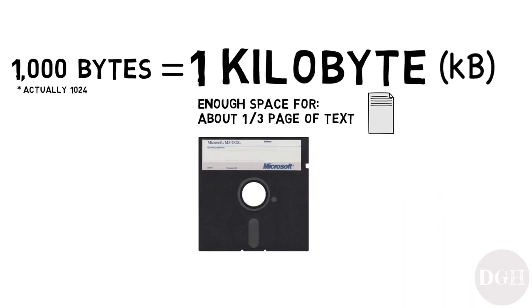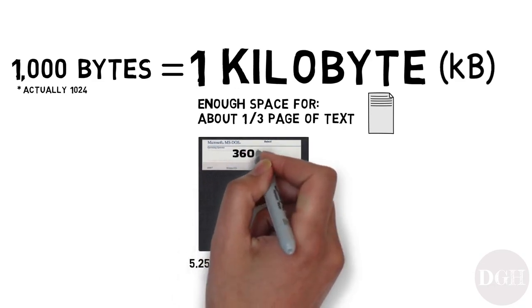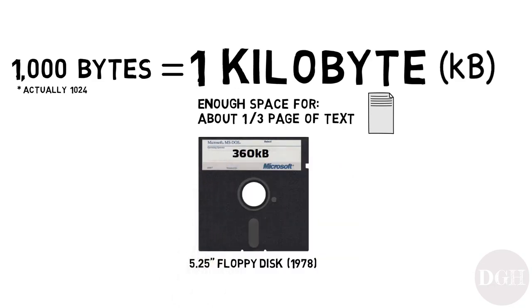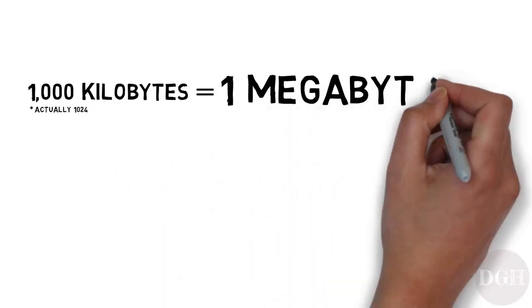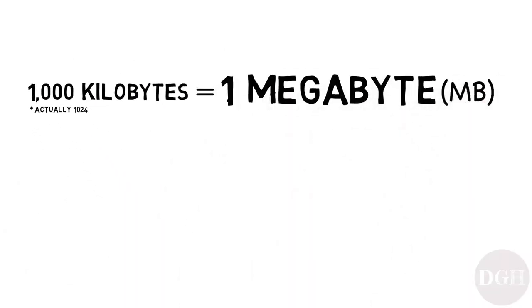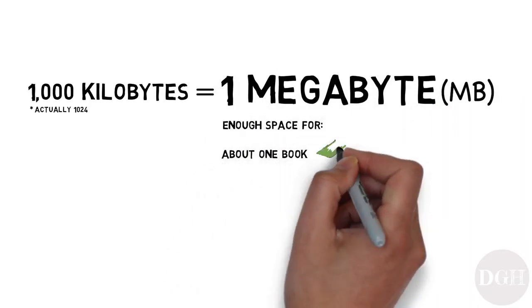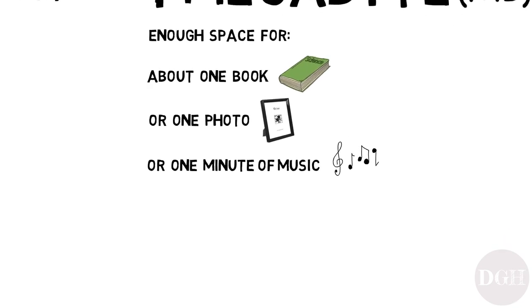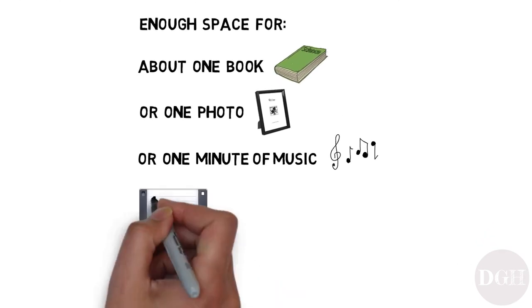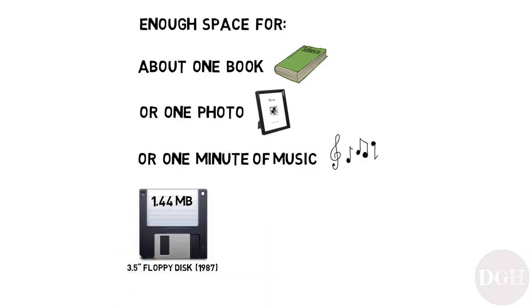Back in the late 1970s and early 1980s, the 5¼ inch floppy disk was a popular storage medium. It could hold 360 kilobytes of information. So now, what's it called when you have 1,000 kilobytes? 1,000 kilobytes is called a megabyte, abbreviated as capital MB. 1 megabyte is enough space to hold about 1 book, 1 photo, or 1 minute of music. Keep in mind, those are approximations and could vary widely based on the quality and type of encoding. The 3½ inch floppy disk, introduced in the 1980s, could hold 1.4 megabytes of data.